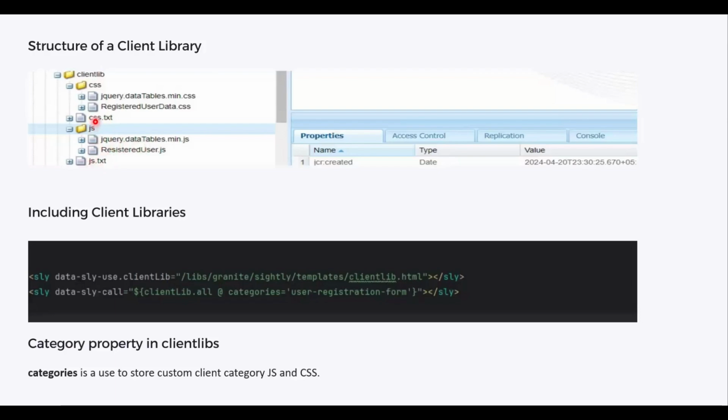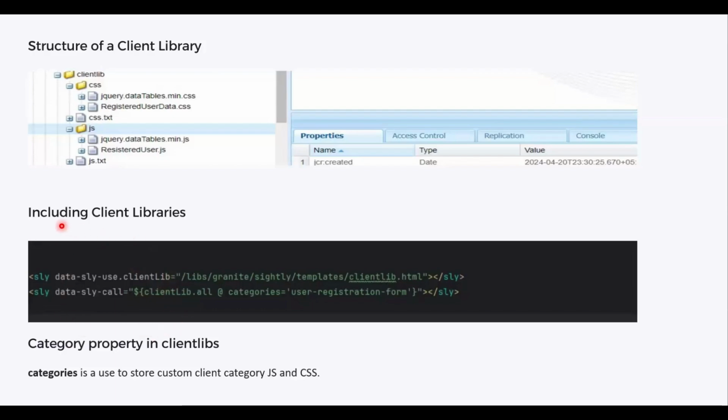Similar to that, if you want to include any assets or images, we'll create a resources folder, and within that we'll be able to add all the static assets. This is the structure of client library. If you want to include a client library in HTML, this part we will also develop and show you practically.